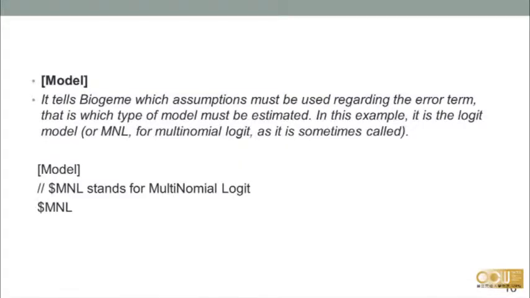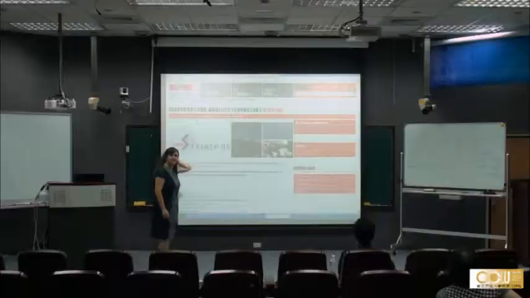You specify the model, and this is MNL, but it can be NL, it can be ML, which is mixed logit, it can be GEV, it can be latent classes, and so on. So there are different ways to estimate the model. These are the expressions. Let's just see.